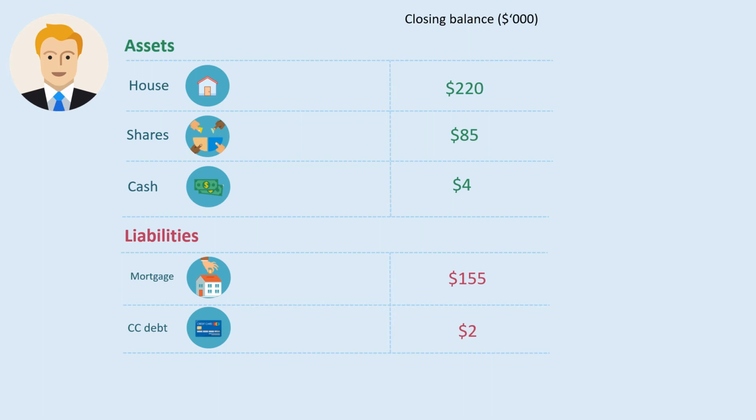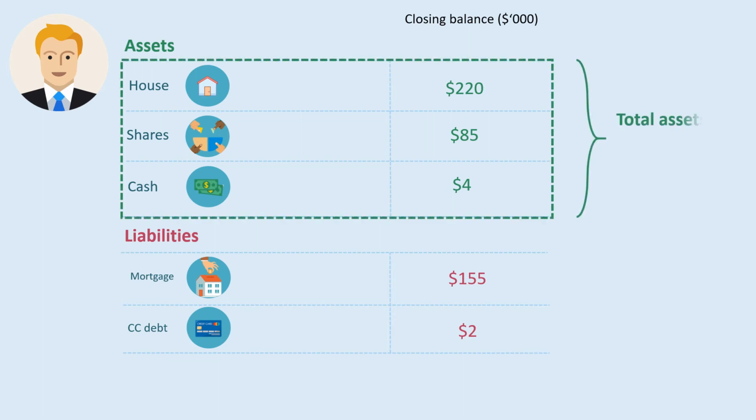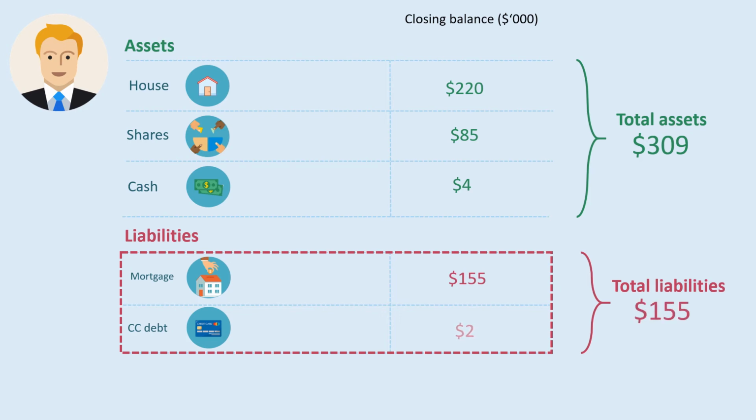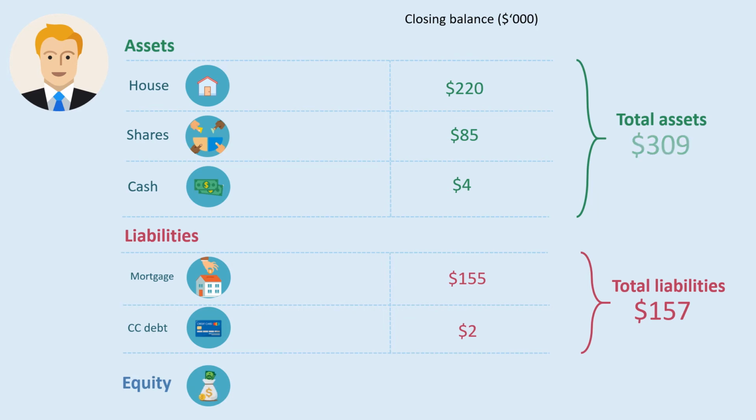We also know that we can sum up the detailed numbers and calculate, for instance, the total assets, 220 plus 85 plus 4 equals 309,000. Then total liabilities, 155 plus 2 equals 157,000. And the difference between them, i.e. 309 minus 157, is 152,000. And this would be the equity.